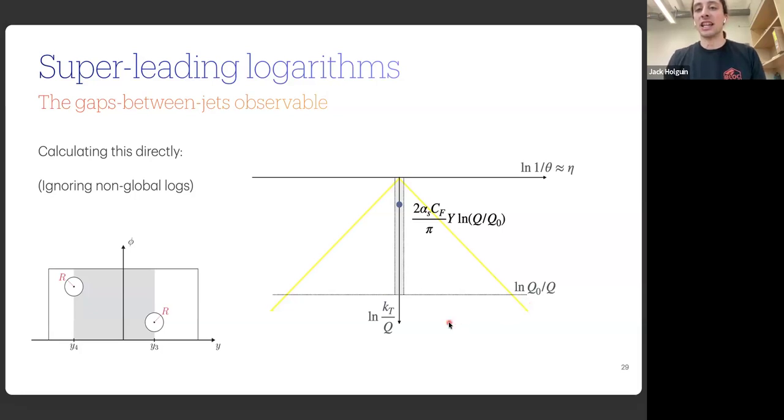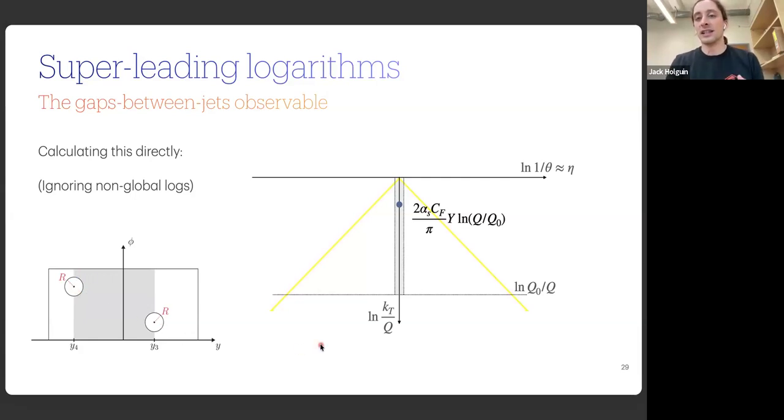If it's in the gap region, and the gap we're taking to be relatively small, we don't want to be resumming logarithms of the gap width. So the gap width Y is like order 1. So we have these vertical bands that define the gap width, which is this gray area here between these two jets.